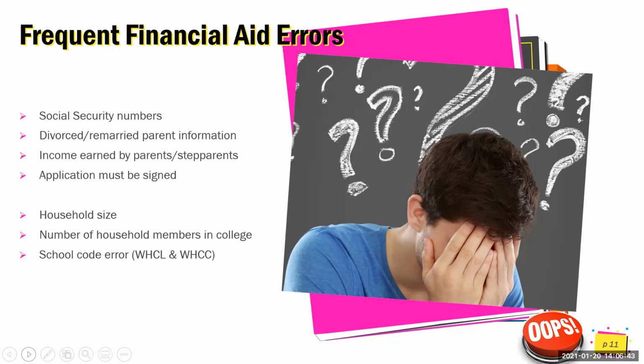Household size. If you leave someone out of your household, that can also delay your application. A lot of our students just put themselves in the house. If you're a dependent student, you should be listing your parents as well in the household. If you have any brothers or sisters, you should be listing them as well. So just common errors that our students make. Another thing is if you have any household members going to college, you also want to list those too.